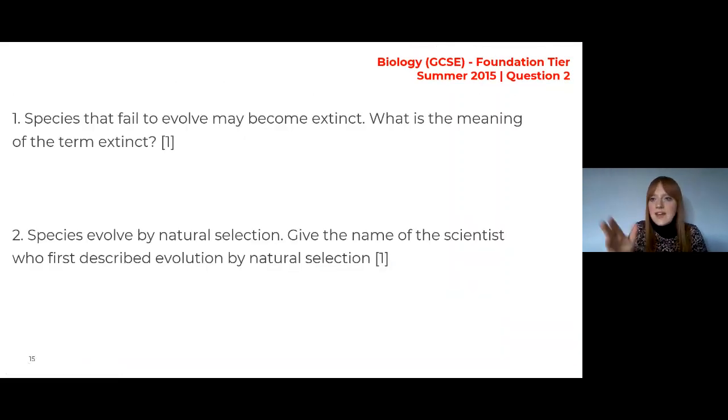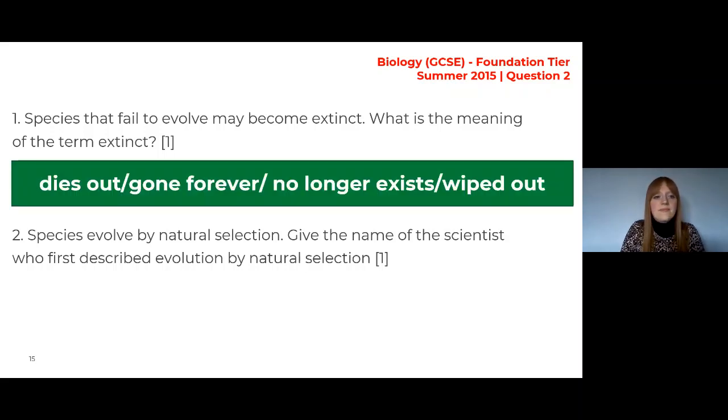Okay, what about this one then? Again, this was a foundation tier paper. Species that fail to evolve may become extinct. What is the meaning of the term extinct? What does it mean if an organism becomes extinct, like the dodo? Well, it means that they've died out, or they've gone forever, they no longer exist, or they've been wiped out. Okay, all of those answers there were allowed on the mark scheme in 2015.